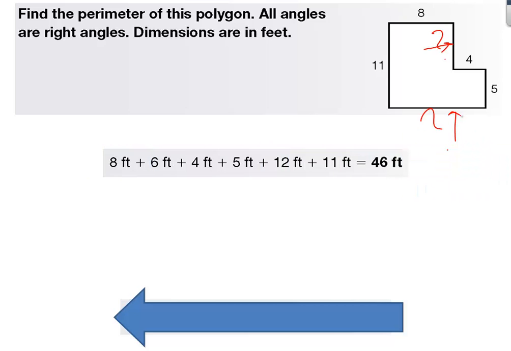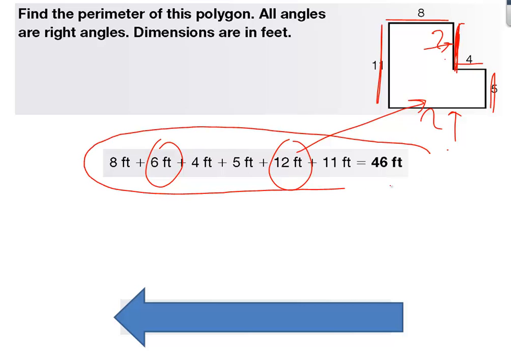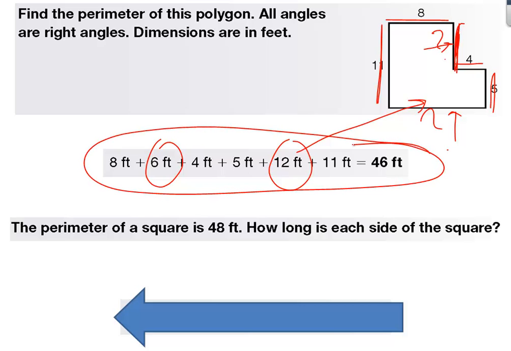Well, hopefully you came up with 46. This one down here is going to be our 12 right here, because that's this 8 plus the 4. And then this one right here is going to be our 6, because we know that this is 11, and if this is 5, 11 minus 5 leaves 6 right here. So when we add all those up, we get 46 feet.